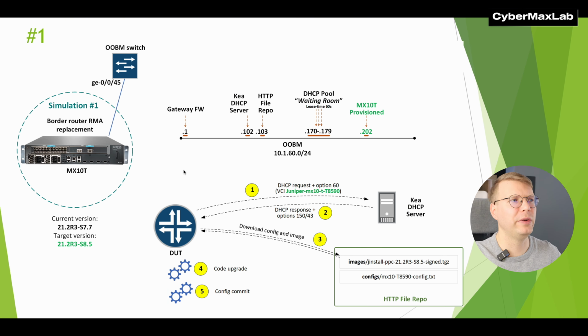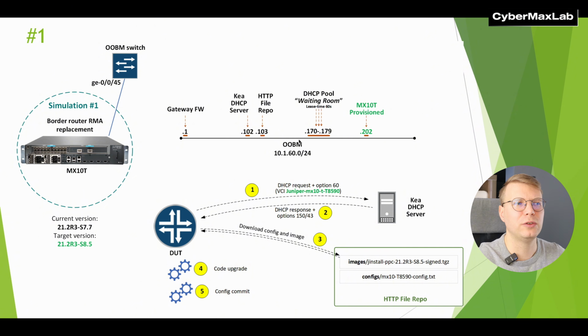So this is a summary of scenario number 1. We can see that this simulation involves an MX10 router, which is currently connected to port 45 on the out-of-band management switch, and on that side it's FXP0. This device is currently running 21.2R3-S7, and our target version, which we would like to have, is 21.2R3-S8. Again, you never know what code an RMA device will be running, so we would like it to be in line with our remaining border router.